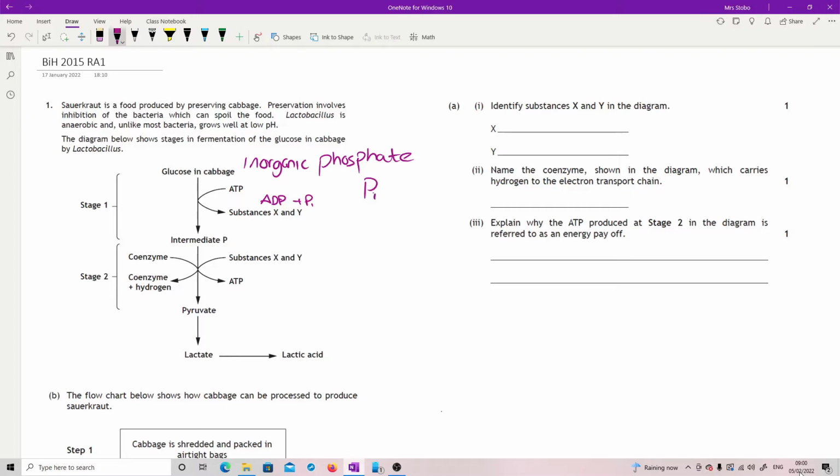Name the coenzyme which carries hydrogen to the electron transport chain. This is straight recall, you just got to know it. NAD. Explain why the ATP produced at stage 2 in the diagram is referred to as energy payoff.